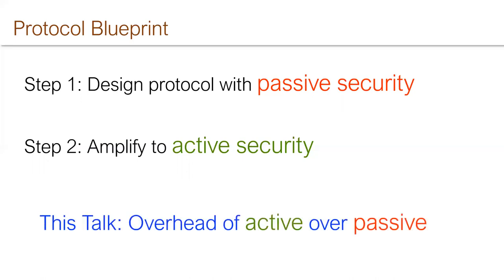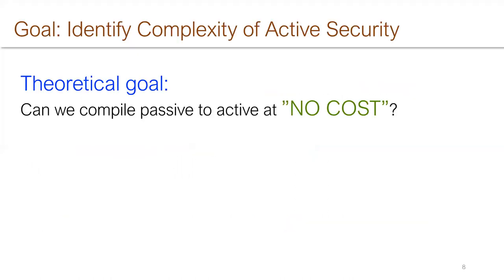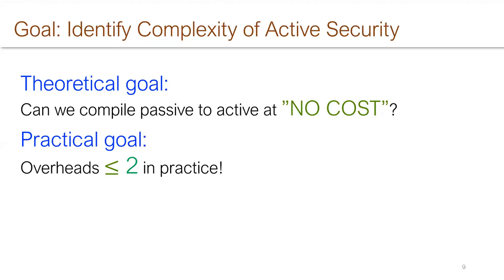The focus of this talk will be understanding the overhead of amplifying passive to active security. More specifically, we will care about the cost in communication complexity. The theoretical goal would be to design compilers that introduce essentially no cost for the active setting, keeping the same asymptotic efficiency as the underlying passive protocol. Whereas in practice, this goal is translated into a very small constant overhead, as small as 2.